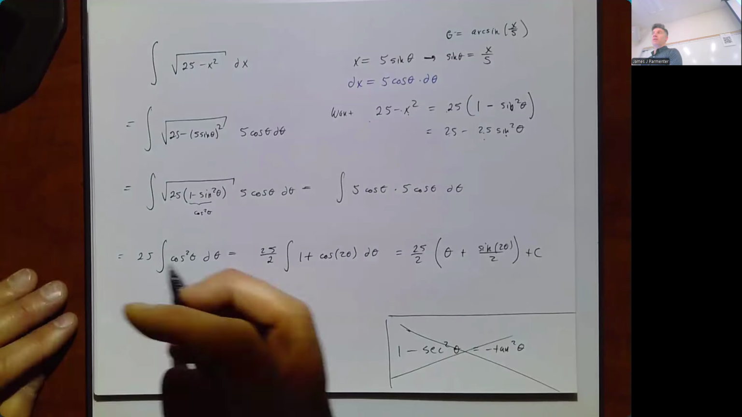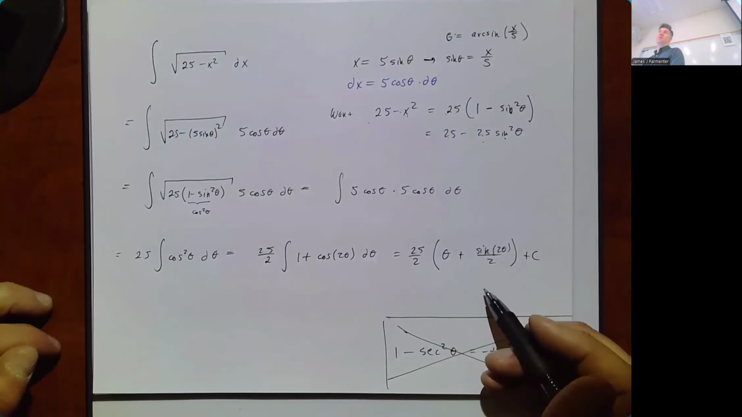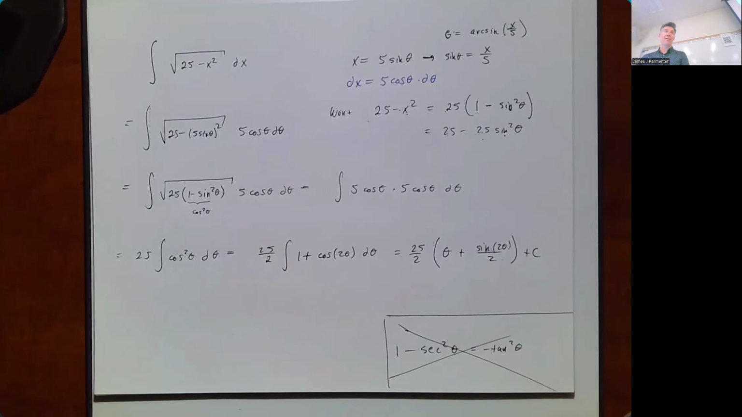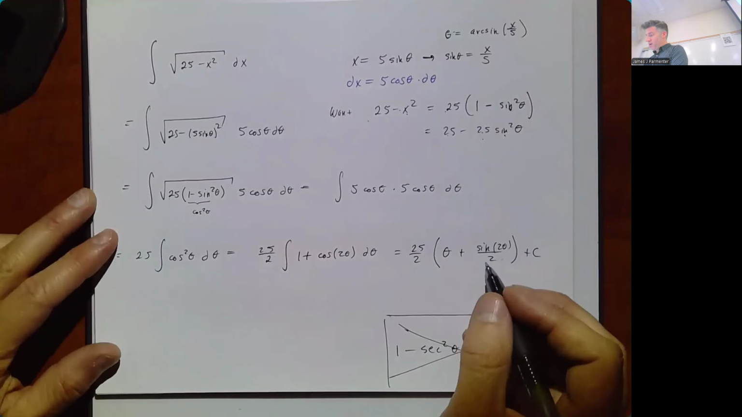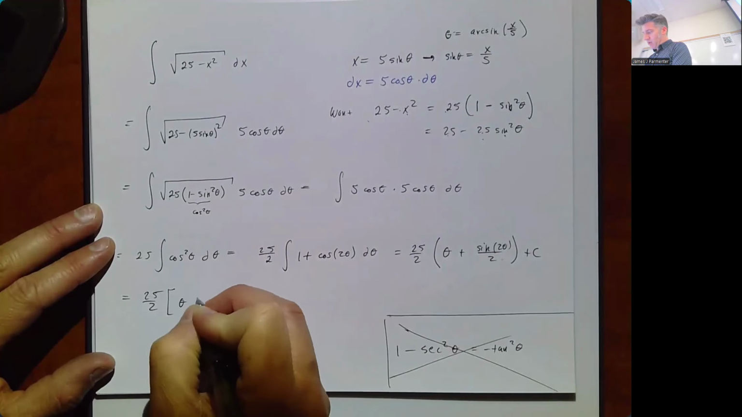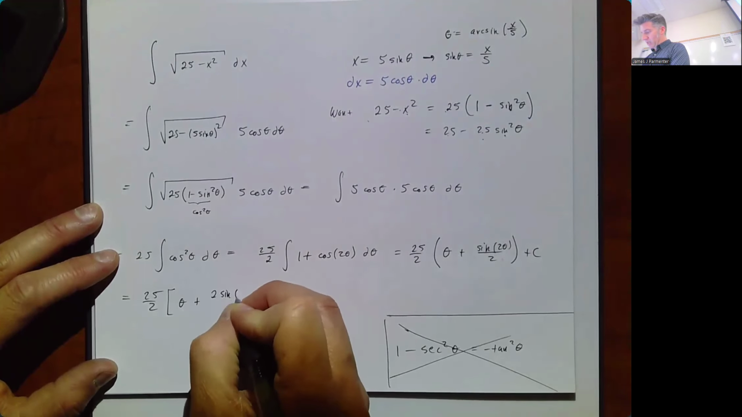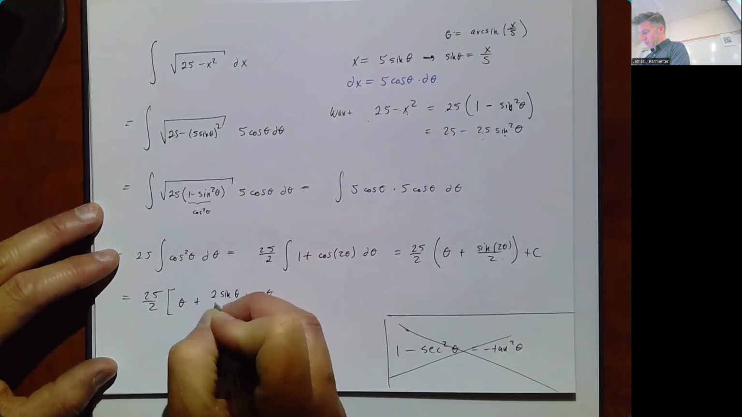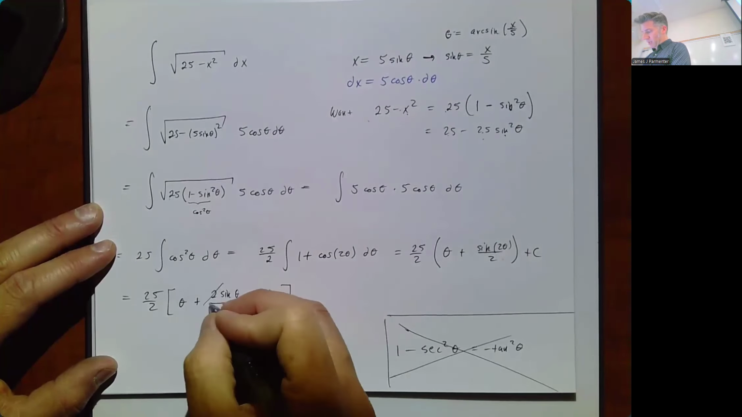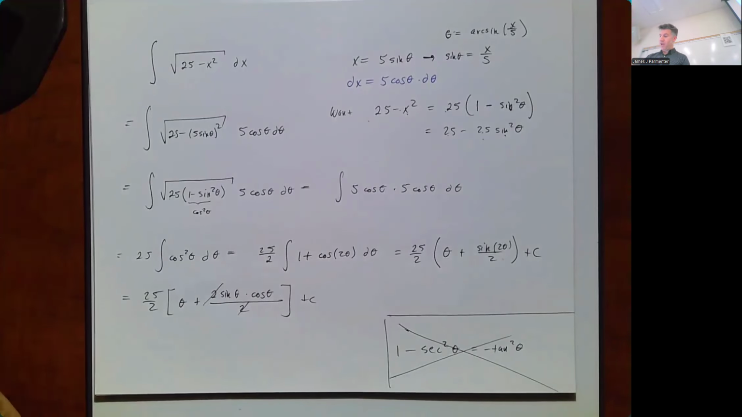And this is one that's typically problematic. To deal with sine of 2 theta, the only way is to use another trig identity, the double angle identity for sine. There's a lot of trig identities in this class. That's the way it is. So here, we're going to rewrite this as 25 over 2 times theta plus the double angle identity for sine, which is 2 sine theta times cosine theta. Those 2s cancel.